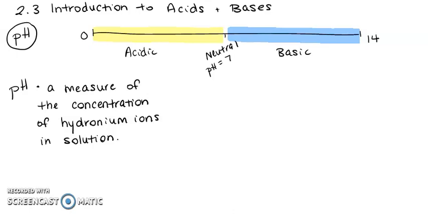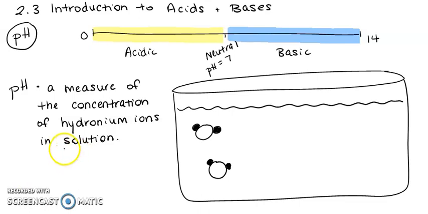Technically, pH is a measure of the concentration of hydronium ions in solution. But what are hydronium ions? When we talk about something in solution, we're talking about it in water. So here I have two water molecules. You can see the oxygen, hydrogen, hydrogen, oxygen, hydrogen, hydrogen. And they're just hanging out.